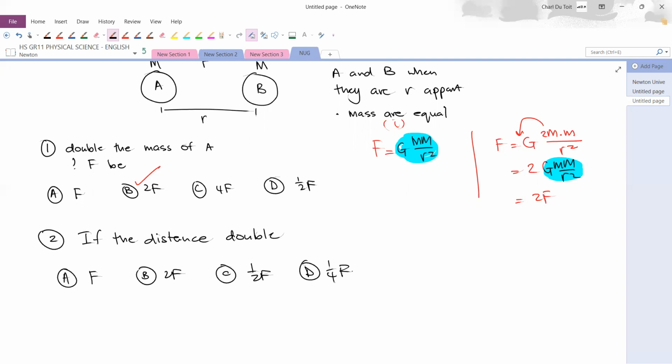Is it not 2F? Okay, let's see. Let's just find logic first. If we take them further away from one another, the force should be less. The closer they get to one another, think of magnets. The closer you bring the magnets towards one another, the stronger the force. The further you draw them away from one another, the weaker the force.